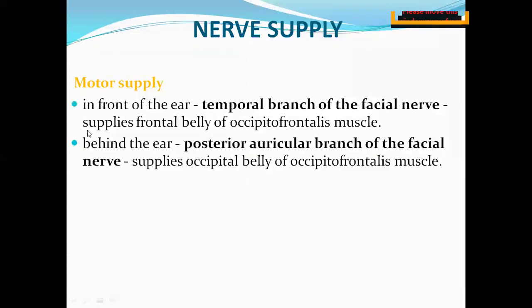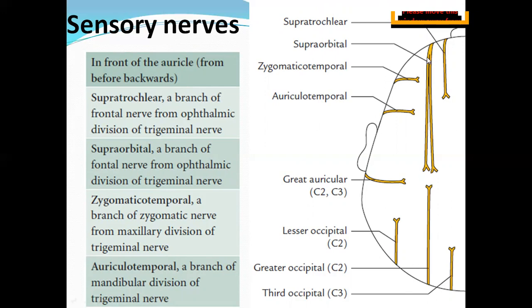Now let us see what are the sensory nerves we have in front of the pinna. We have supratrochlear nerve, which is the branch of ophthalmic division of trigeminal. Supraorbital is also a branch of ophthalmic division of trigeminal. Then we have zygomaticotemporal, which is a branch of the maxillary division of trigeminal. Auriculotemporal is a branch of the mandibular division of trigeminal. So this is the sensory nerve supply of the scalp in front of the pinna.